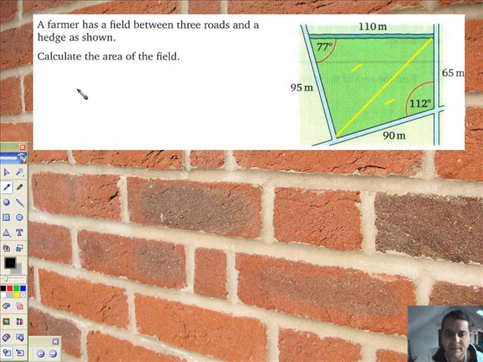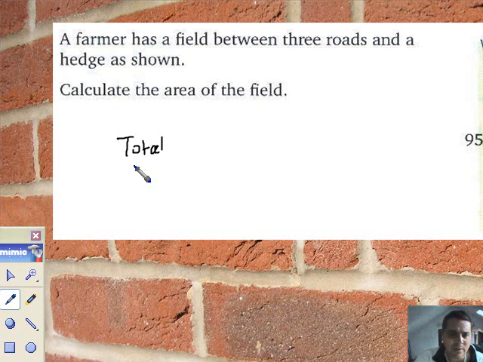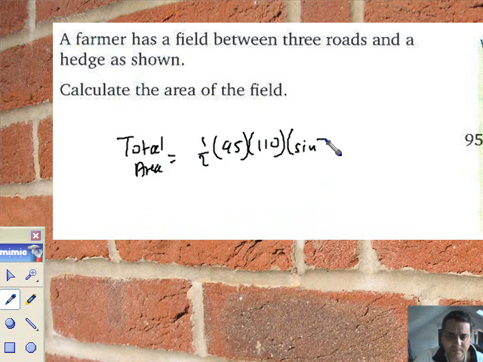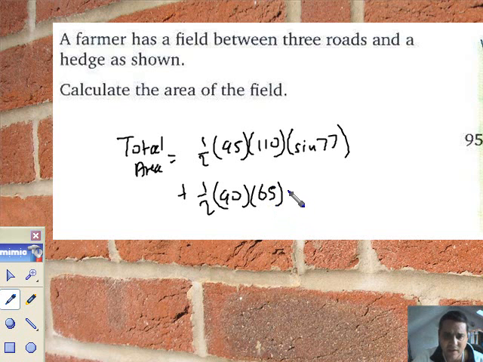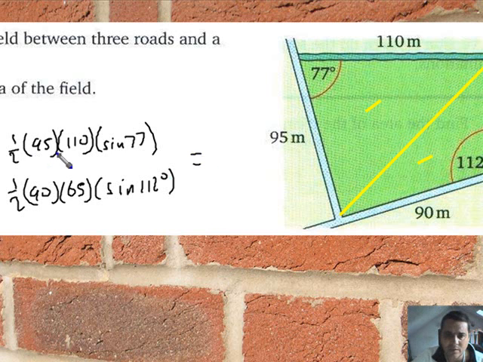So I'm going to have total, I'm going to do it in one step. This is grade A, we can do it. So total area is going to be the 2 bits. Half times 95 times 110 times the sine of 77, that's 1 bit, plus half of the other bits, 90 times 65 times the sine of 112 degrees, and I'm going to do that in one go. So that's this triangle here, and that's this triangle here. Add up the 2 bits and my calculator can handle it.